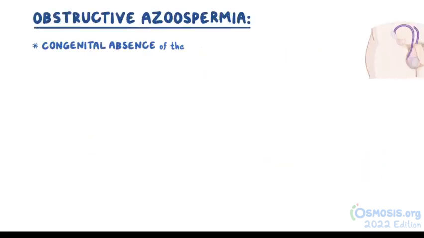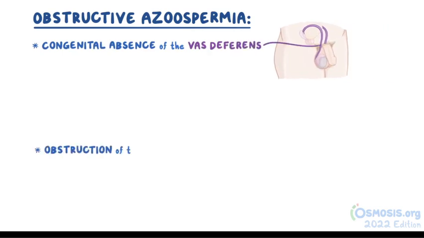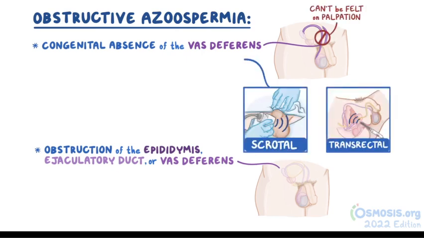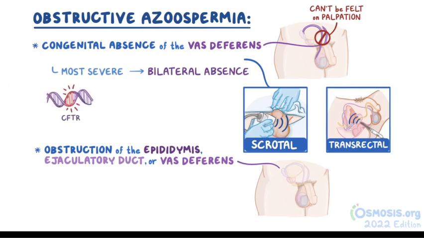Causes of obstructive azoospermia include the congenital absence of the vas deferens, or obstruction of the epididymis, ejaculatory duct, or vas deferens. Congenital absence of the vas deferens is suspected when the vas deferens can't be felt on palpation, and confirmed by a scrotal or transrectal ultrasound. The most severe form is a bilateral absence of the vas deferens, which can be seen in individuals with mutations in the CFTR gene. These mutations cause cystic fibrosis, but sometimes individuals may have the mutation in a bilaterally absent vas deferens and no other symptoms of cystic fibrosis.